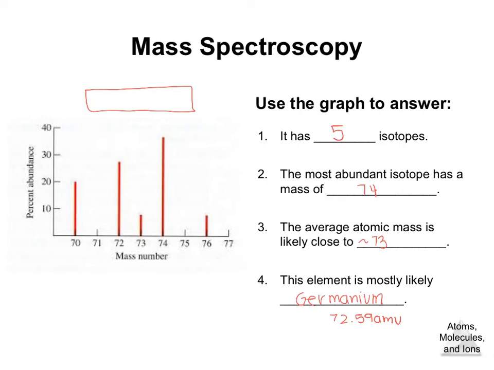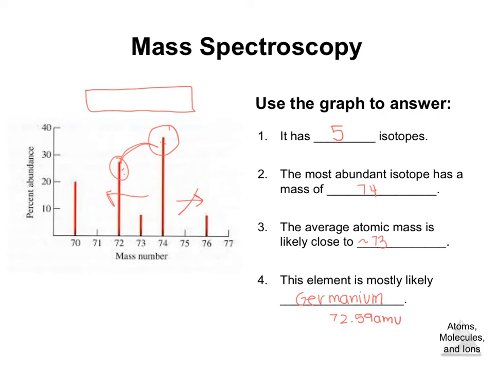So it has 5 isotopes because I've got 5 lines. The most abundant, or the tallest, is this 74. The average atomic mass: looking at the most abundant, I know that it's not going to be out this way. So it's going to be somewhere in here. And since these 2 are my most abundant lines, it's probably going to be somewhere in between 72 and 74. So I put about 73.